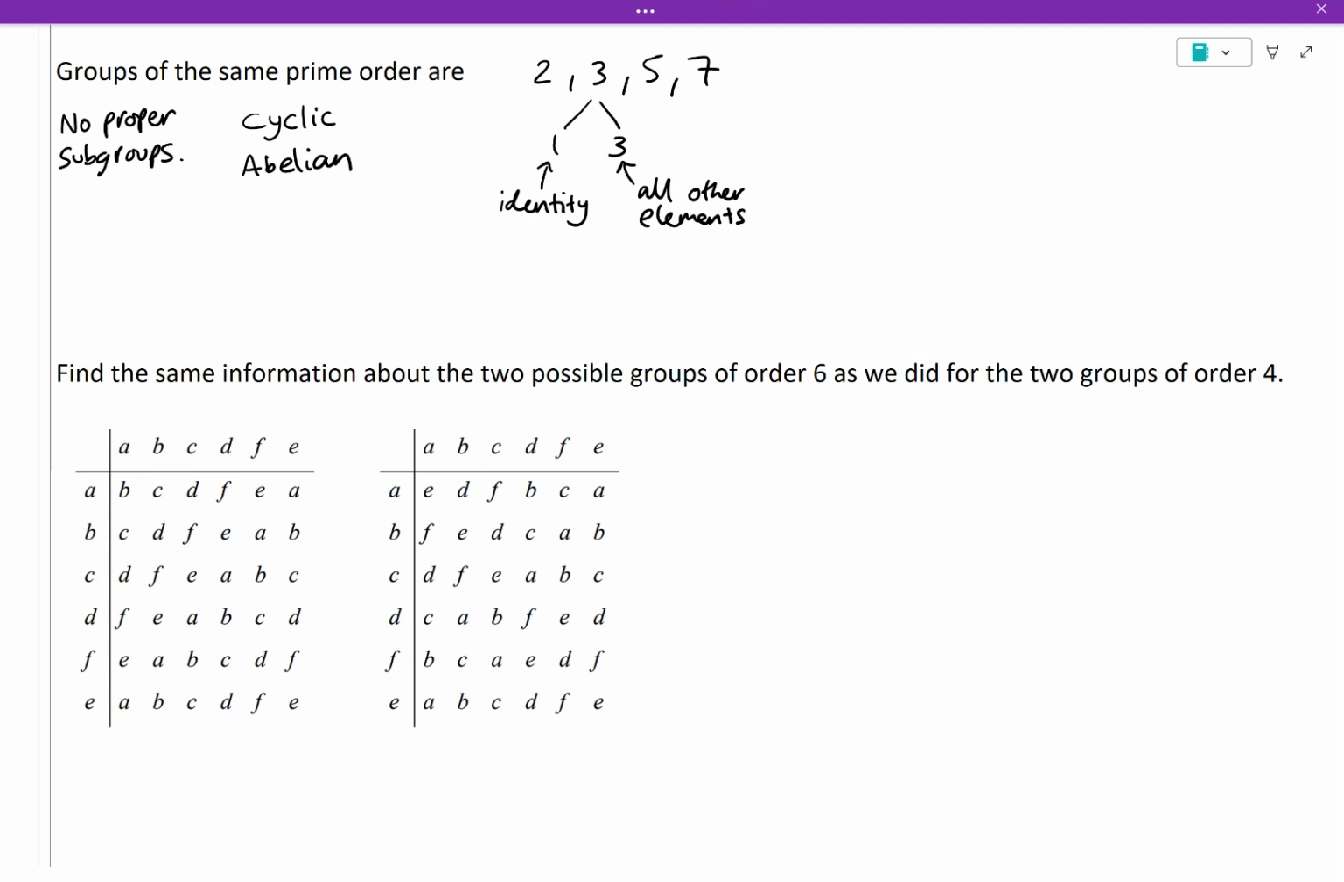So just a reminder, we don't necessarily need to memorize things about groups of order 4 and groups of order 6, but you should be able to logically figure these bits of information out.